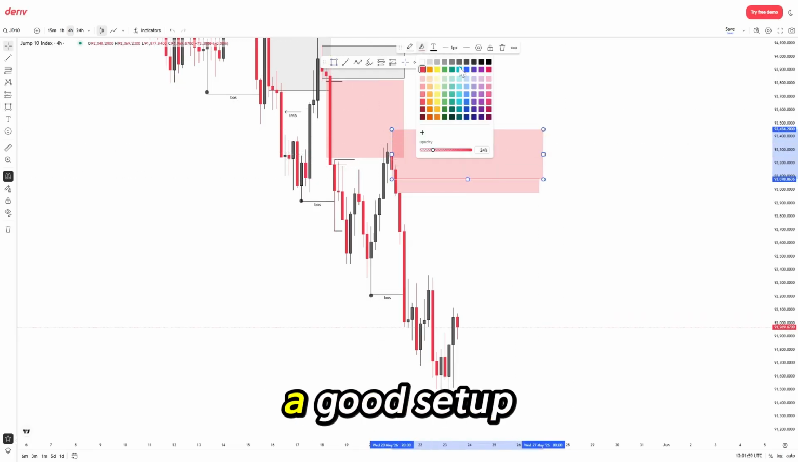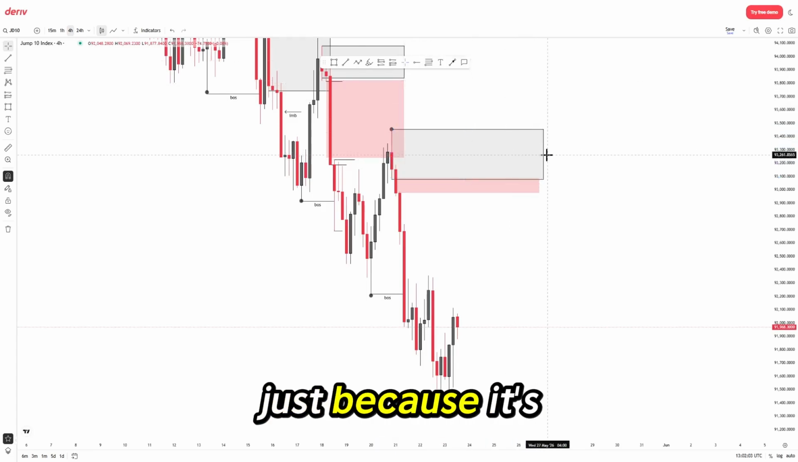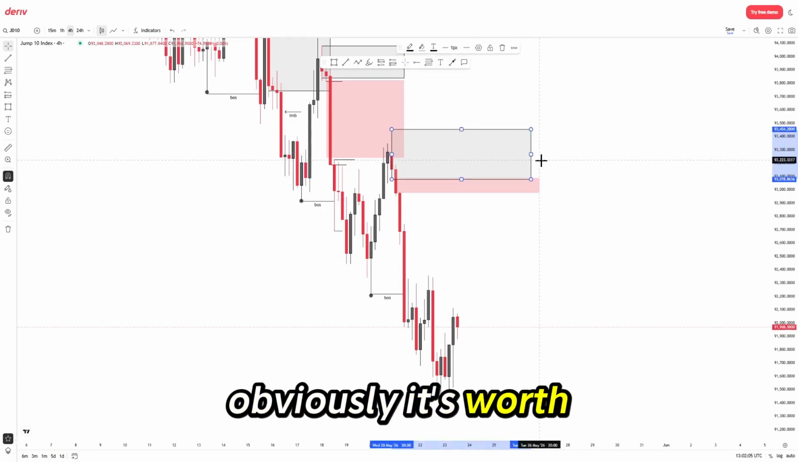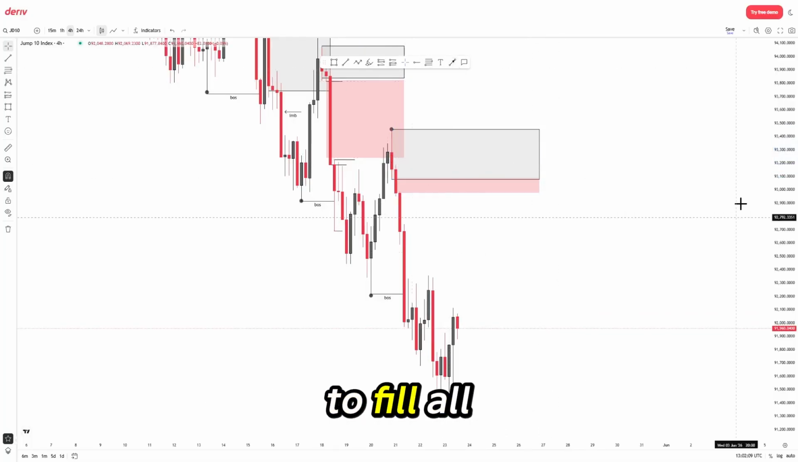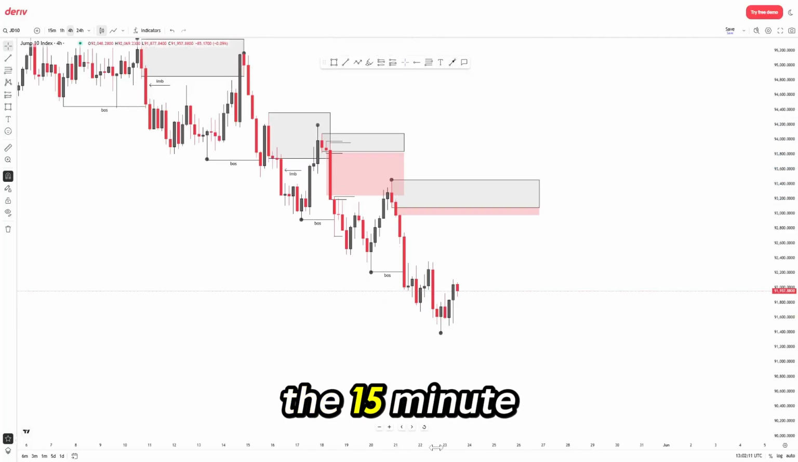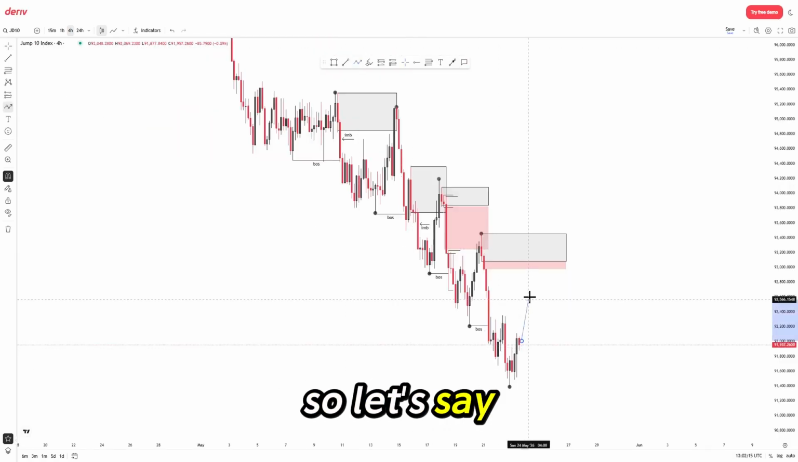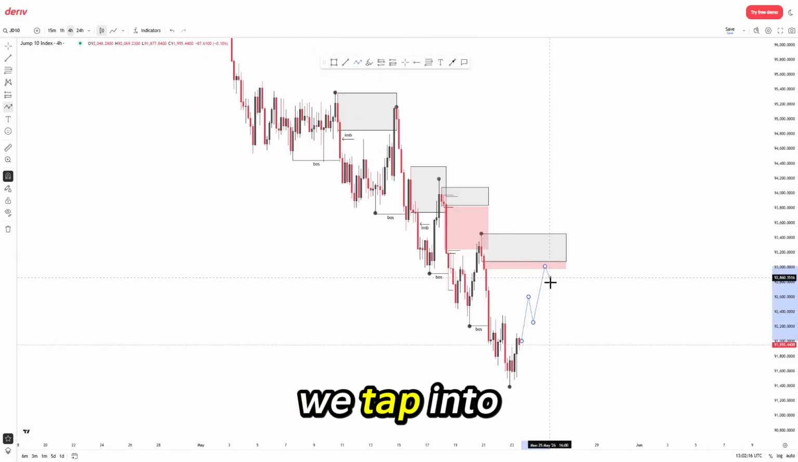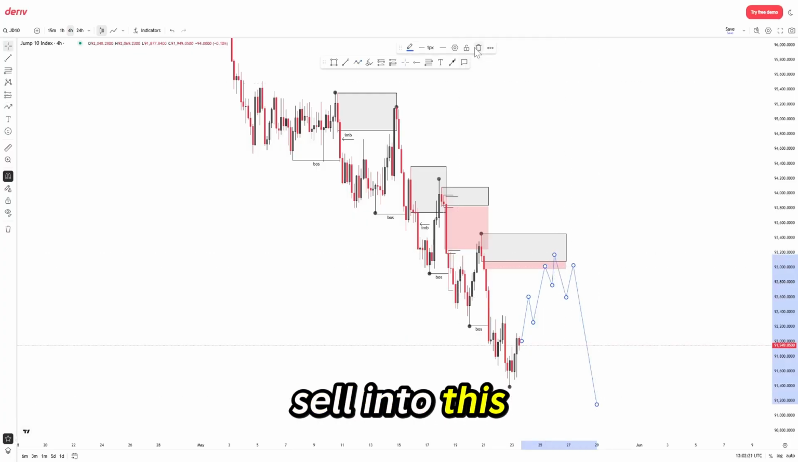So this is a good setup, and I hope everyone will take this setup, just because it's worth it. Obviously it's worth it, guys. Now so we are anticipating what? For the market to fill all those gaps on the 15-minute time frame, and then that is when we can get involved. So let's say we push up nicely, we tap into this area, get a change of character, then we can sell into this market.